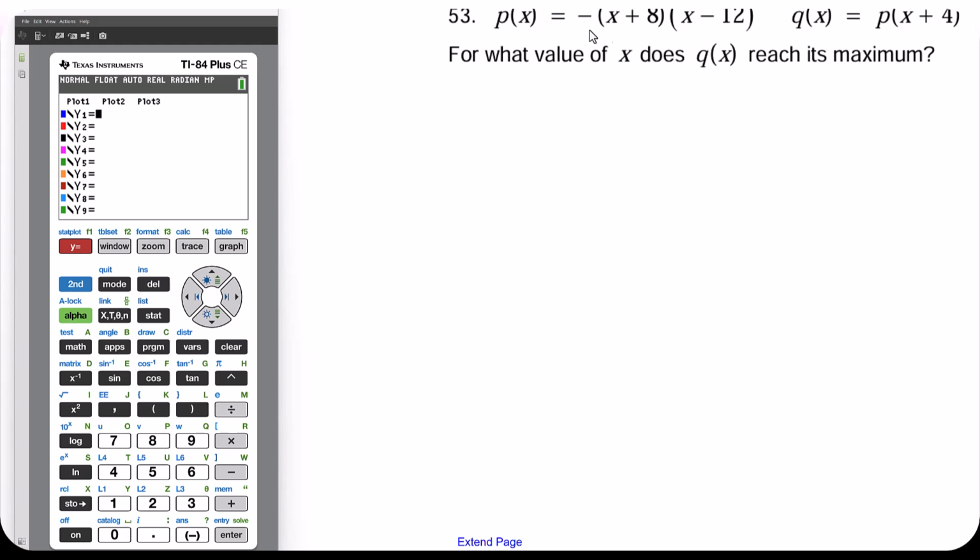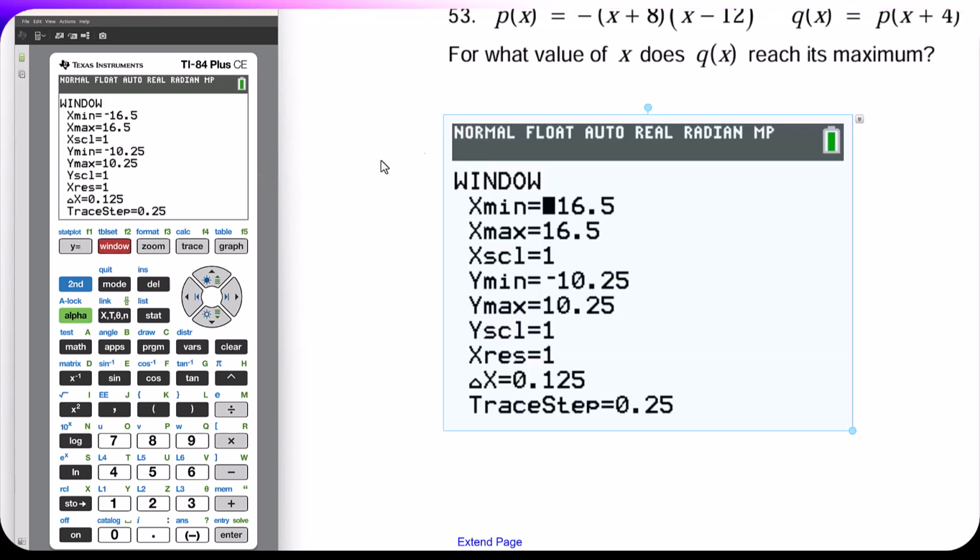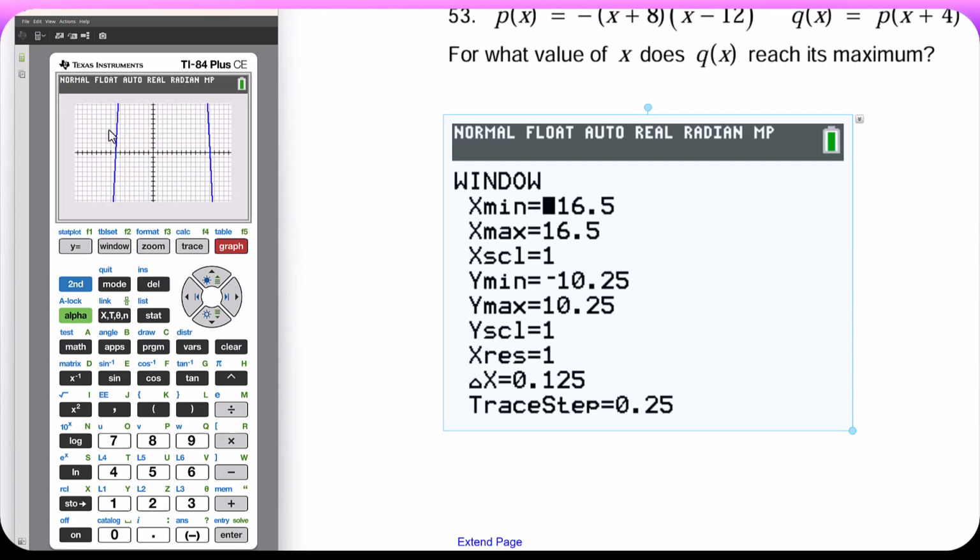So let's go ahead and graph the p function using our graphing calculator. I'll type into y1 the opposite of the quantity (x plus 8), left parenthesis, x minus 12. And I'll go ahead and graph this with my standard window. And the vertex is going to be somewhere above here. It's going to be opening downward, so the vertex is somewhere up here.